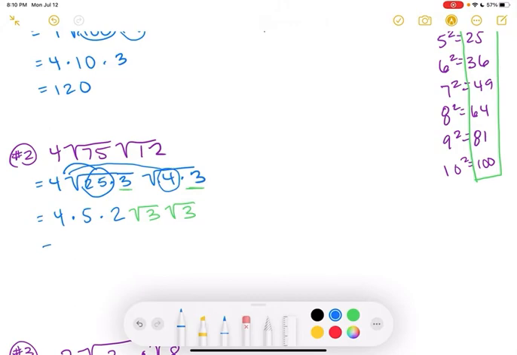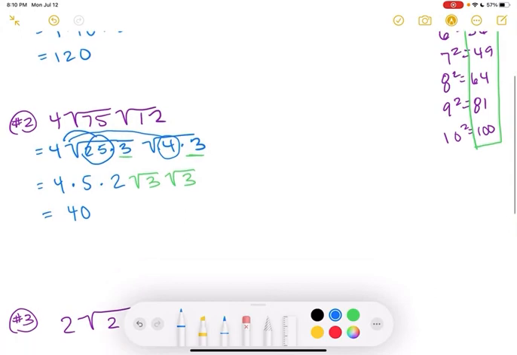If I multiply 4 times 5 times 2, I get 40. Then we have the square root of 3 times the square root of 3, which just gives you 3. If you aren't sure why, you would take the 3 times the 3, which is the square root of 9, and the square root of 9 is 3. So you would multiply that by the 40 and get 120.